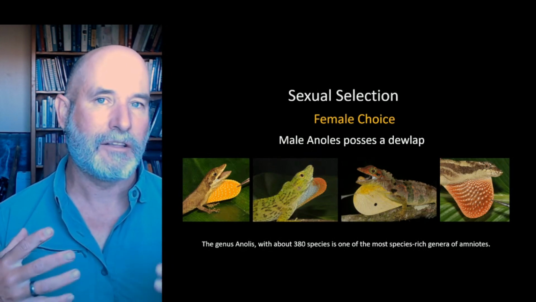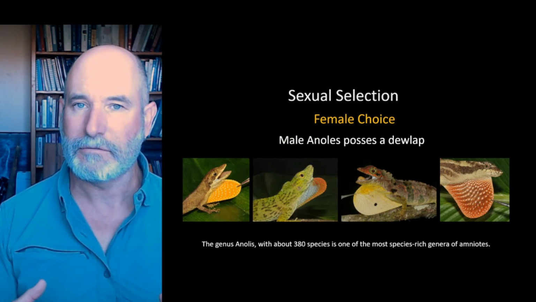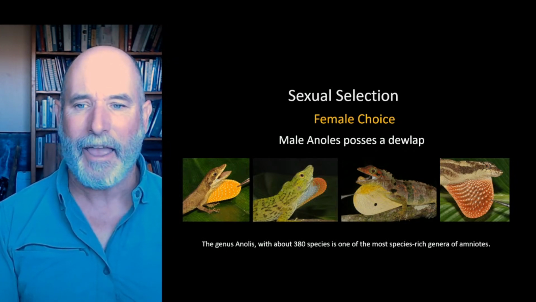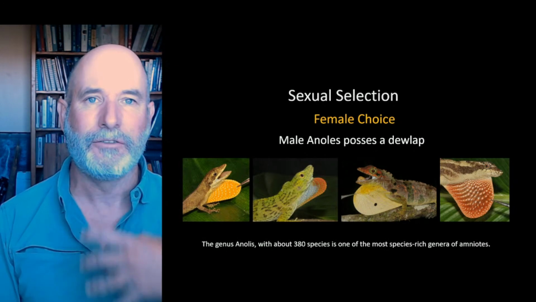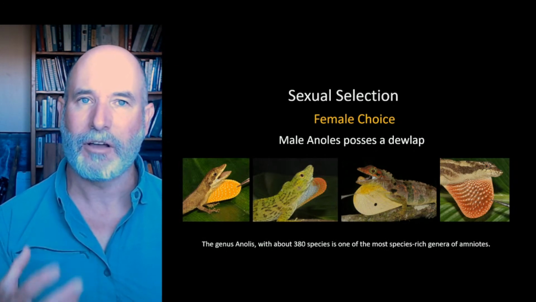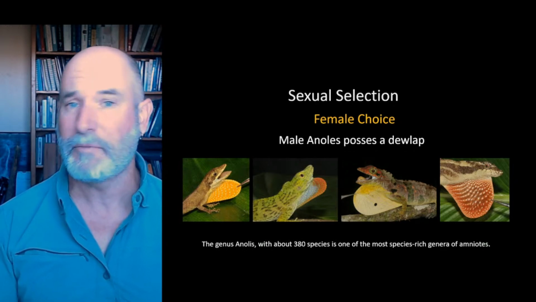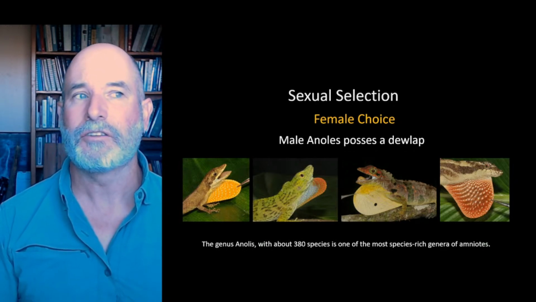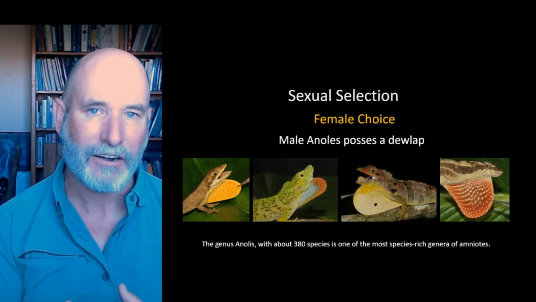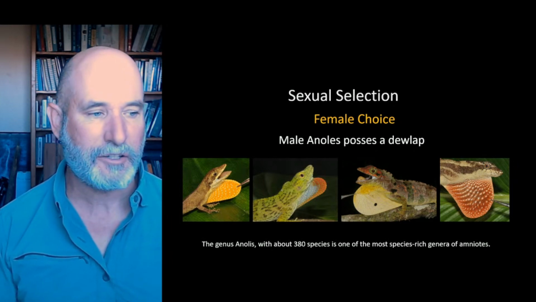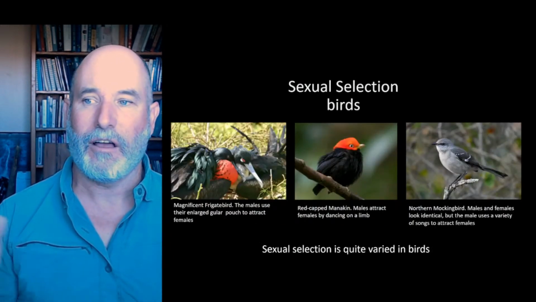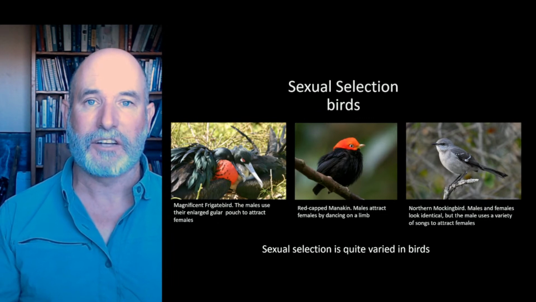And in fact, with the Anolis lizards, there are like 400 species or so of these guys, and all of them have dewlaps that they use to attract females. And the dewlap color is really species specific, which is interesting. So not only are they using their dewlap, but the coloration and patterns are important for speciation in these animals as well. Then, of course, we see a lot of sexual selection in birds.